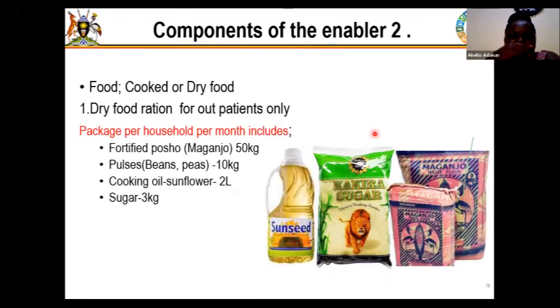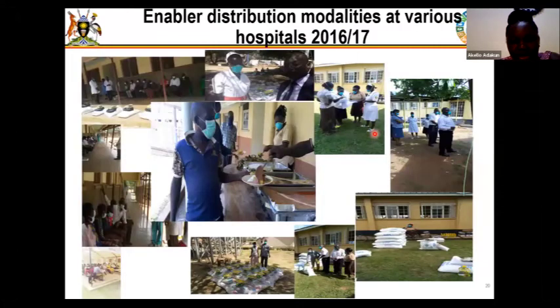They're also given a dry ration upon discharge with posho, beans, cooking oil, and sugar. And of course, at Mulago, where I work, I ensure that quality is key to ensure that the patients get what they deserve. So this just shows the inpatients at Mulago Hospital getting food, and this is also another hospital where the dry ration is being given out.